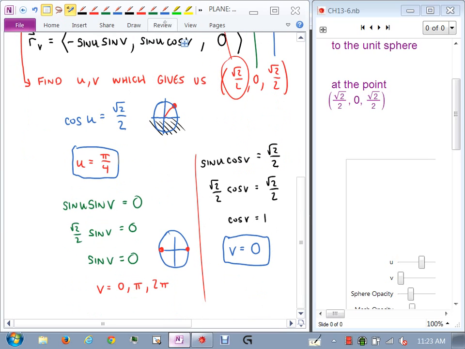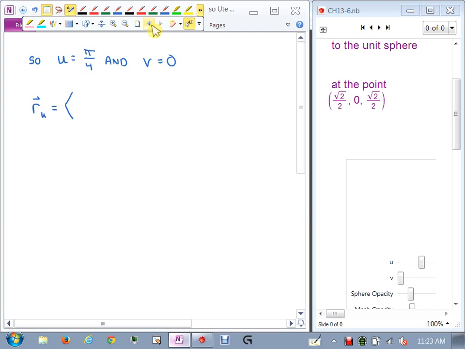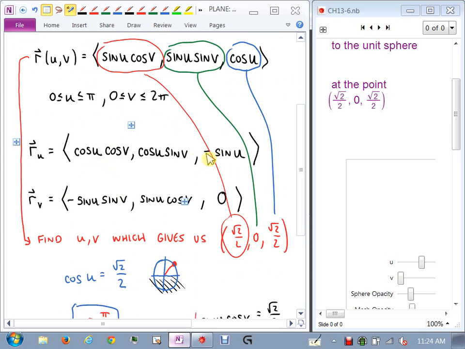So now let me go to a new page. If u is equal to pi over 4 and v is equal to 0, then the partial derivative of r with respect to u turns out to be what vector? So what you're doing is you're plugging in pi over 4 for u and 0 for v, respectively, into these partials.